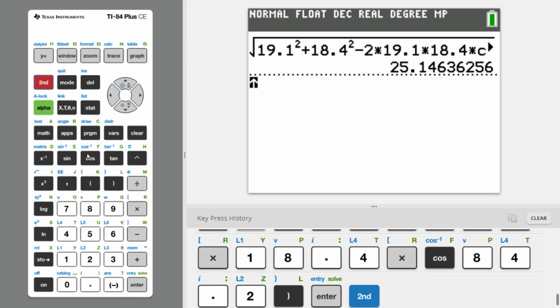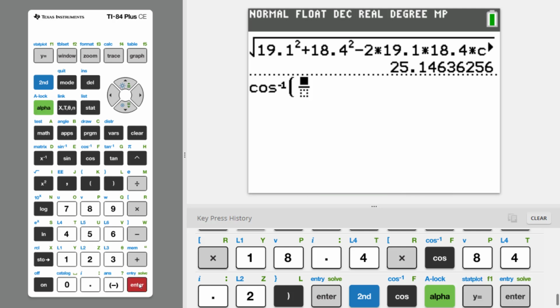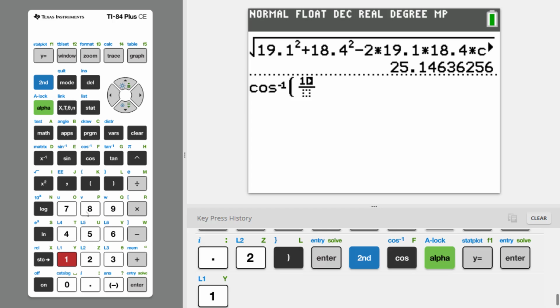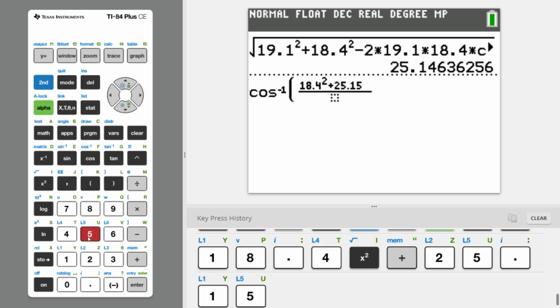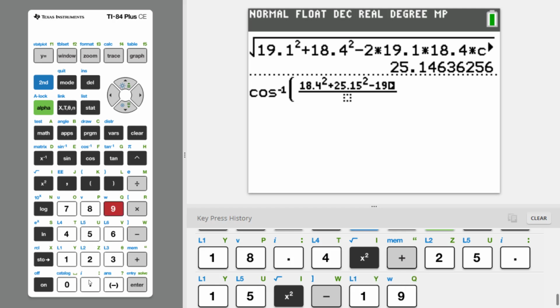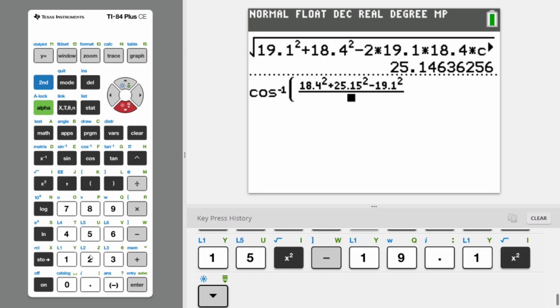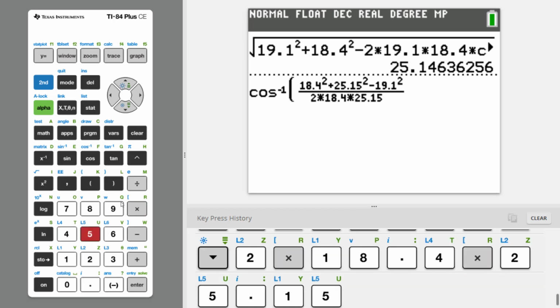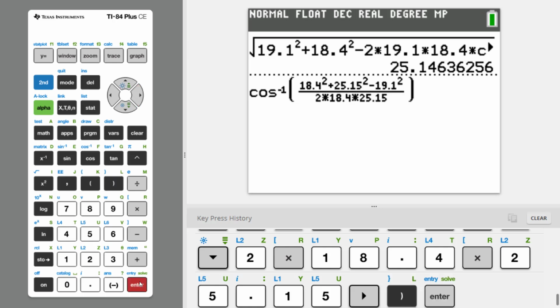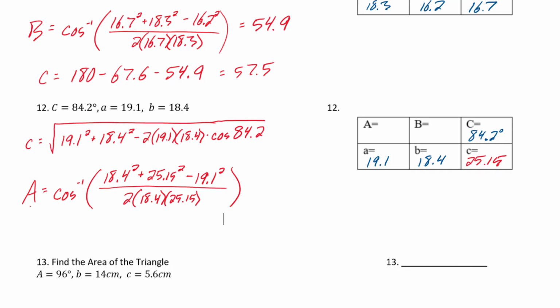and type that in, we've got the inverse of the cosine. So arc cosine, bring in that fraction template, alpha y equals first option, and typing in what we just had, 18.4 squared plus 25.15 squared, then minus the side that we needed across from the angle, 19.1 squared over, and then 2 times the first two numbers, 18.4 times 25.15, and close it off just like we did before, and we get our final answer there to be about 49.1 for this angle.